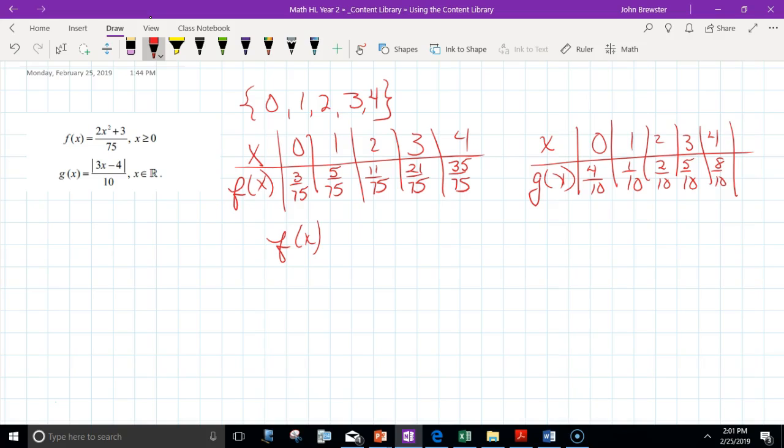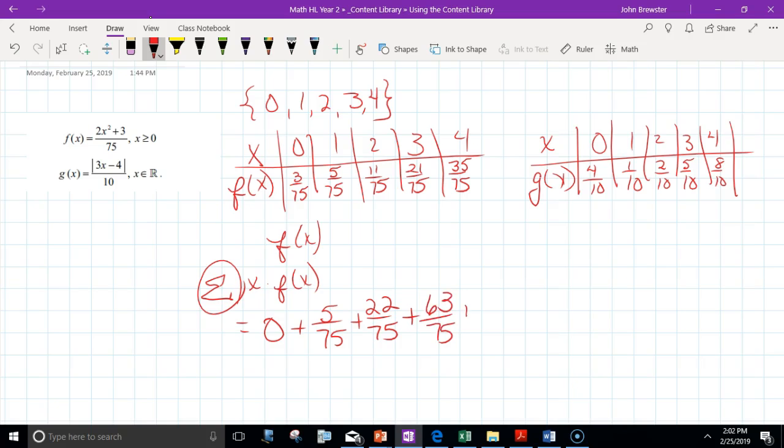And the last part of this problem says use this probability distribution, meaning f of x, to calculate the mean. Now the mean of a probability distribution function is simply each x value times its probability, and the sum of those. So we take 0 times 3/75, which is 0. And then 1 times 5/75, 2 times 11, 3 times 21, and last but not least, 4 times 35, which is 140/75.